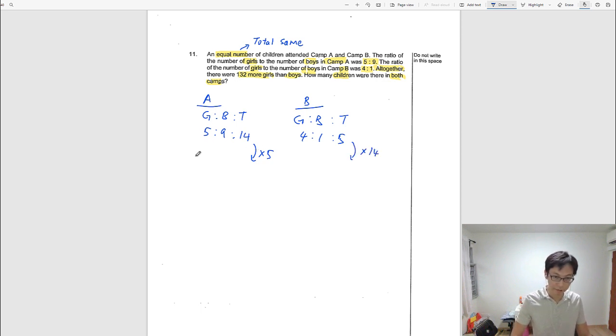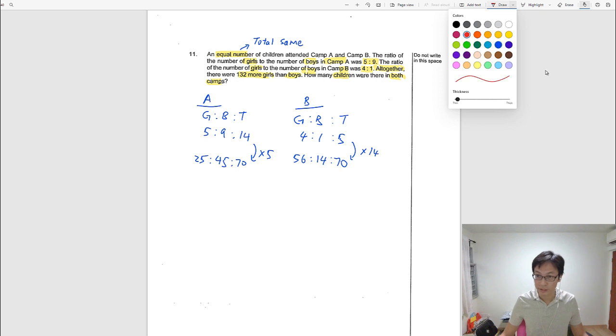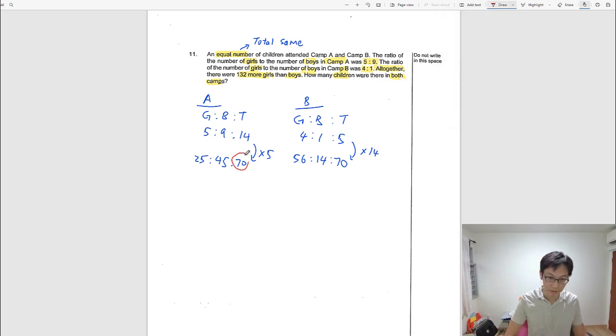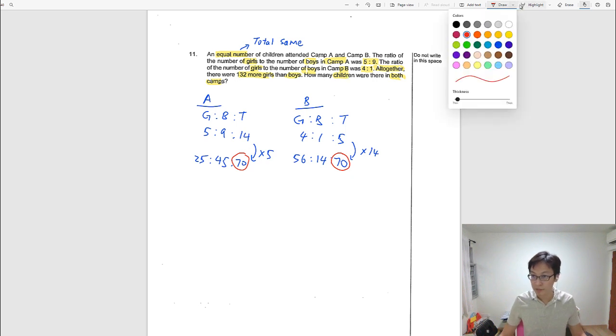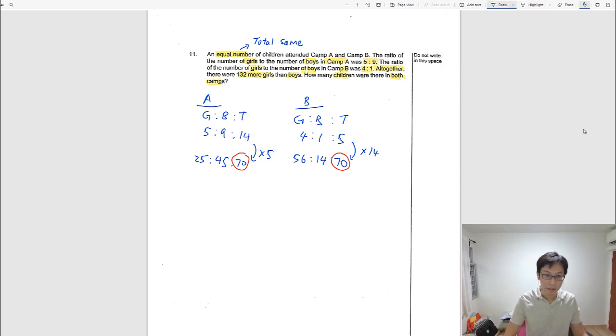Correct? So 5 times 5 is 25. 9 times 5 is 45, and 14 times 5 is 70. So 4 times 14, you should get 56. 1 times 14 is 14, and 5 times 14 is 70. Okay, you understand so far? So basically, we make the total the same, alright, which is we make the total become 70 for both of them. And now, let's look at this very important sentence over here.